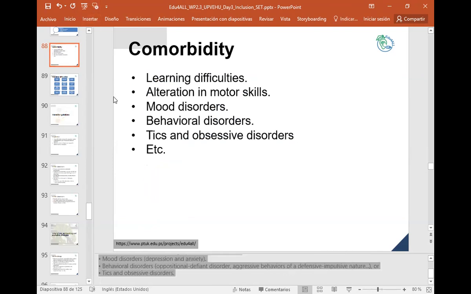Likewise, attention deficit hyperactivity disorder can be accompanied by other disorders, such as learning difficulties, literacy and mathematical calculation, alteration in motor skills, like graphomotor difficulties, mood disorders, depression and anxiety, behavioral disorders, oppositional defiant disorder, aggressive behaviors of a defensive impulsive nature, or tics and obsessive disorders.